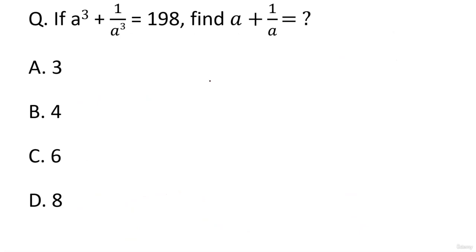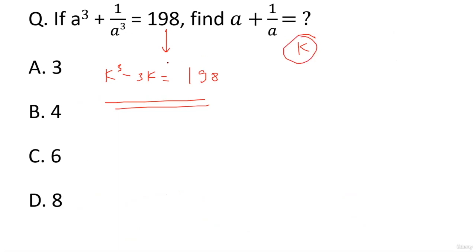Okay, so if a cube plus 1 upon a cube is 198, find the value of a plus 1 upon a. Okay, now we know that if a plus 1 upon a is equal to k, a cube plus 1 upon a cube किसके बराबर होगा? k cube minus 3k equals to 198. Okay, so what you can now do is, आपको k का वैल्यू पूछा है, from the options just plug in the values of k and check which one gives you 198.